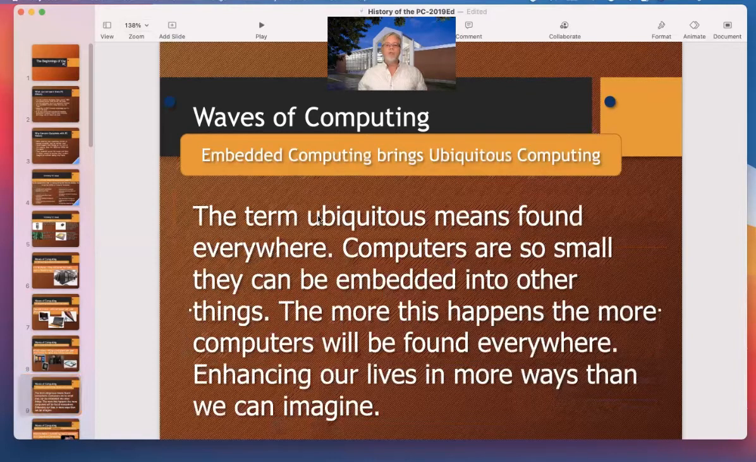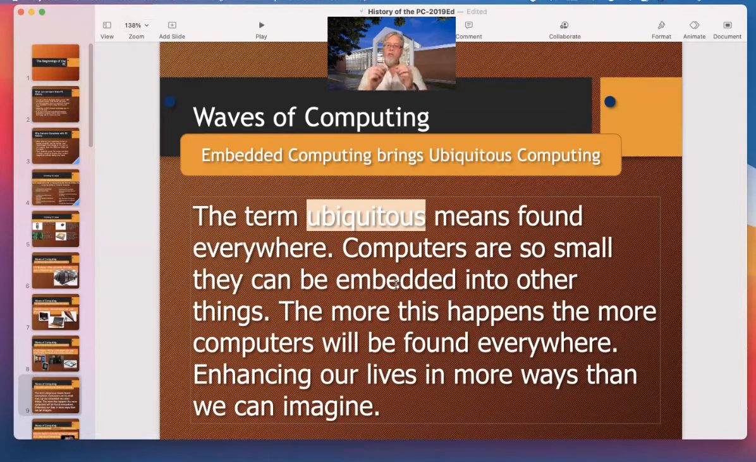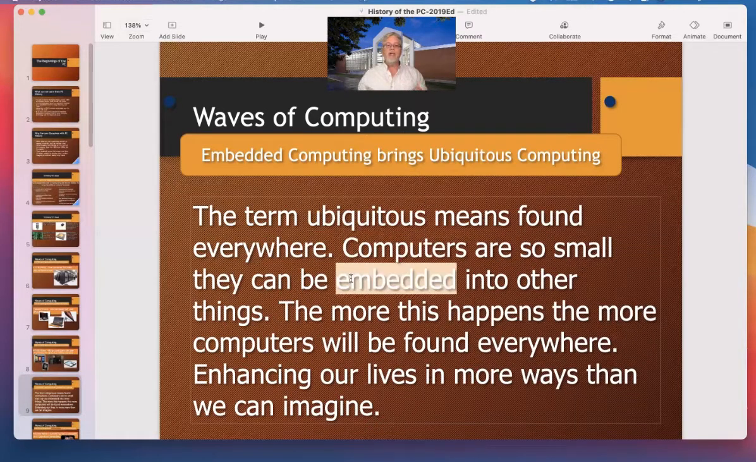So the term ubiquitous, which is not a computer term, ubiquitous, means that something can be found everywhere. If you were to say writing is ubiquitous, you would be saying everyone in the world has access to writing. Now, we know that's not totally true. We know there's people that don't have access to that. But for the most part, it is true, right? You can say a pencil and a piece of paper are ubiquitous. Books are ubiquitous, right? When computers become so small that they can be embedded, which means you put it into something, right, embed it into something, then they become ubiquitous, meaning they will be found everywhere.